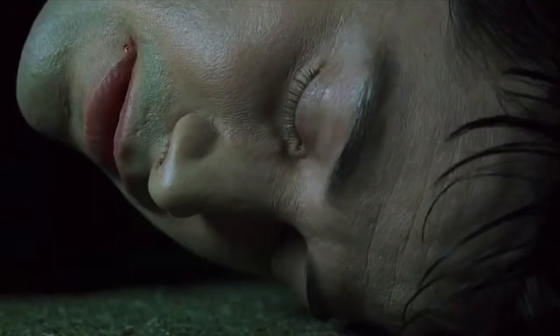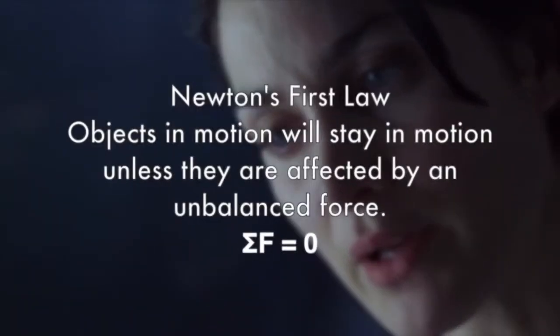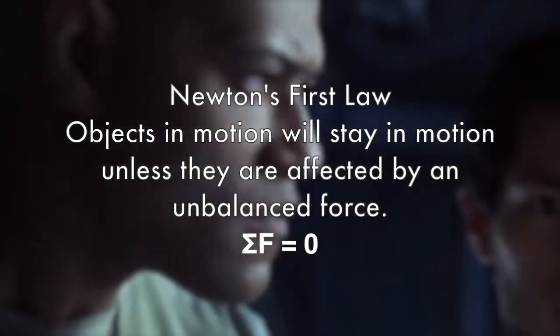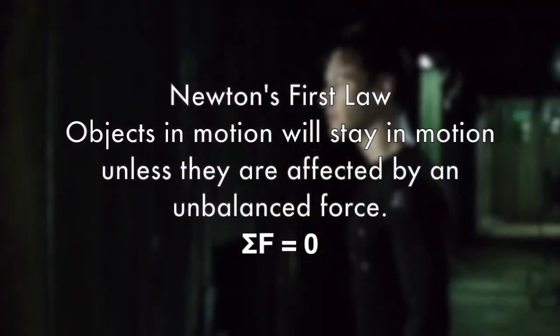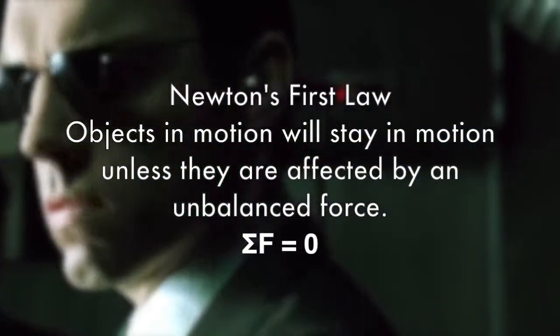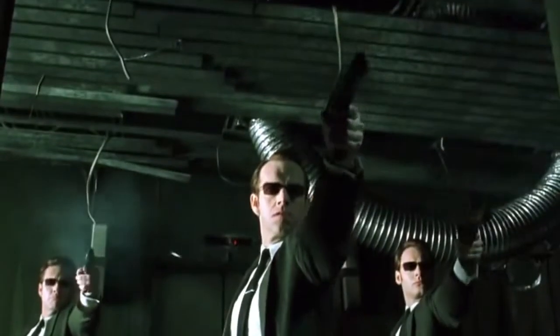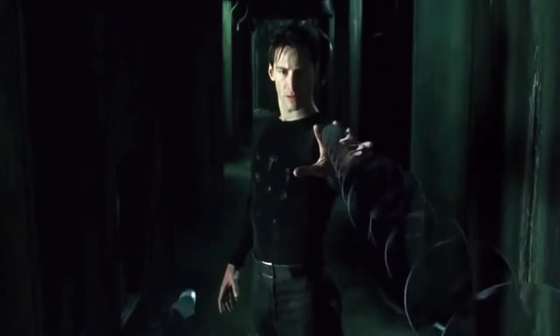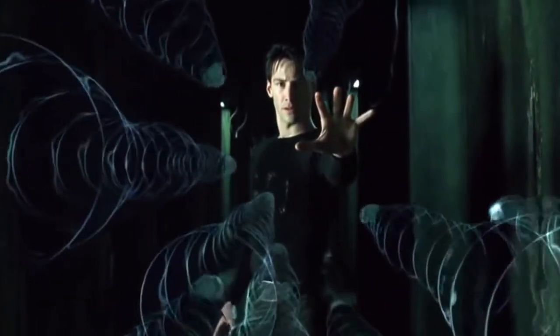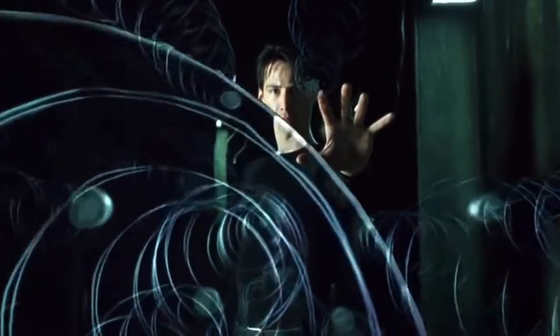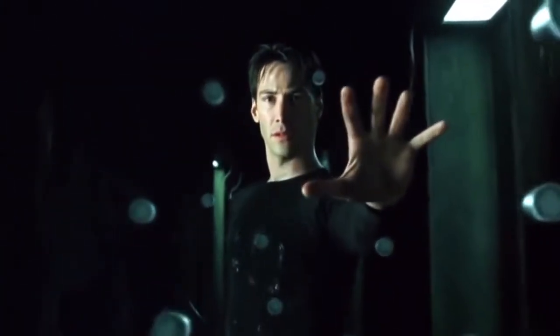The second scene where Neo stops the bullet violates Newton's first law. The first law states that objects in motion stay in motion unless they are affected by another force. The first law can be represented as F equals 0. An external force did not affect the bullets, therefore, the bullets could not have been stopped. Its velocity is constant, it stays in uniform motion with the same speed and direction.